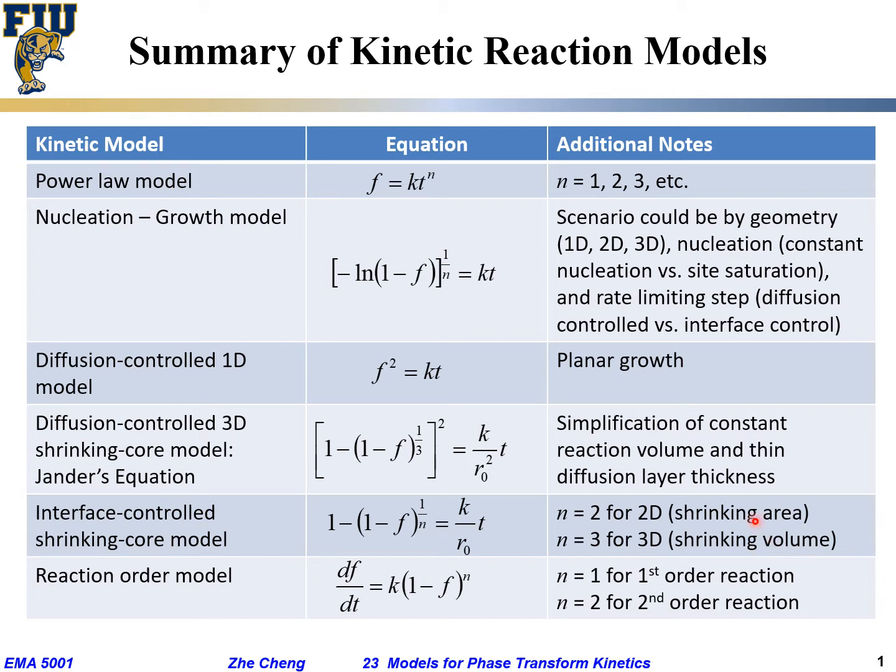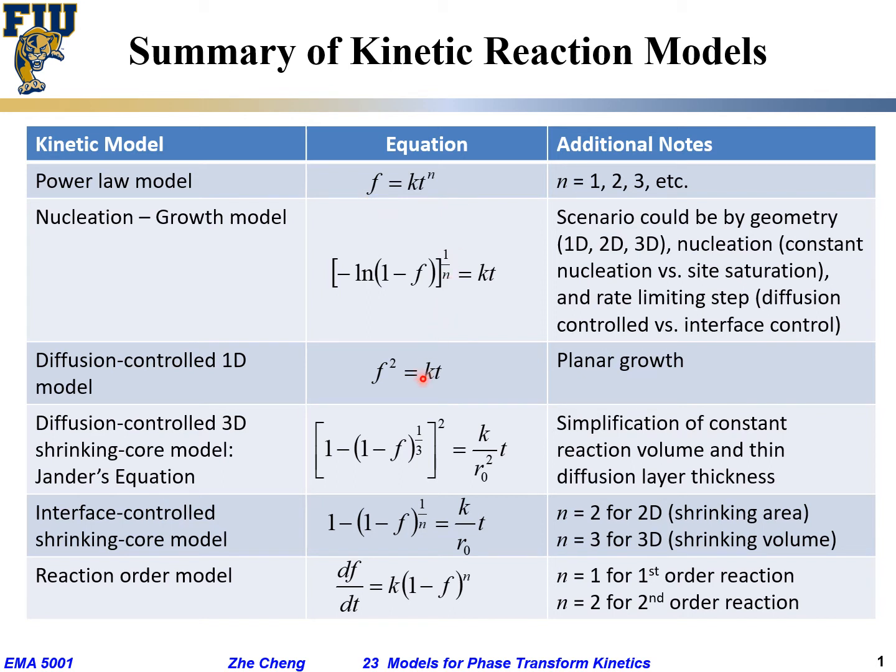Okay, and some other models include the power law model, which means the fraction of conversion would be kt to the power of n, and n can be 1, 2, or 3. If n is 1, that's first order, n is 2, second order, n is 3, that's third order reaction. Of course, all these are only for the beginning stage of the reaction, because when t goes towards infinity, the real fraction can only be 1, but according to this equation, it can go towards infinity, which is not true. That's why we said this equation is only applicable for the beginning stage.